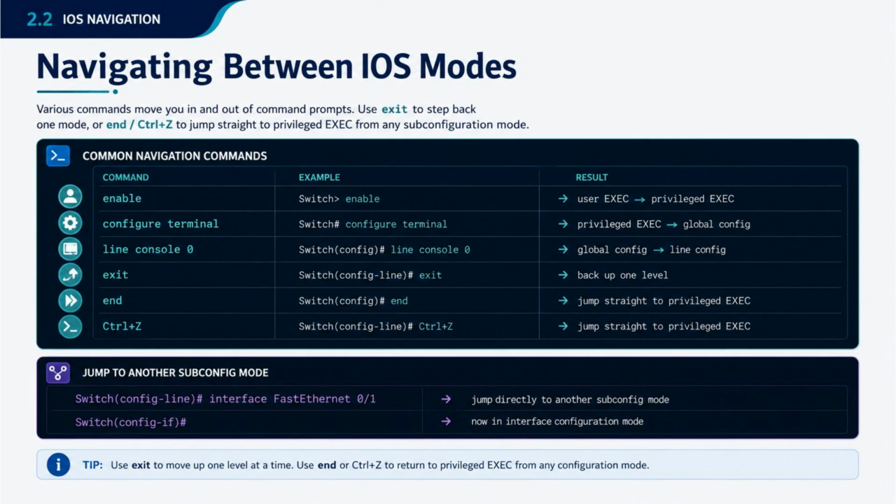Walk this command chain live if you can. Enable takes you from user to privileged EXEC. Configure terminal drops you into global config, then further commands nest you deeper. Exit backs up one level. End or Ctrl+Z jumps straight back to privileged EXEC from anywhere. Students confuse exit and end constantly.